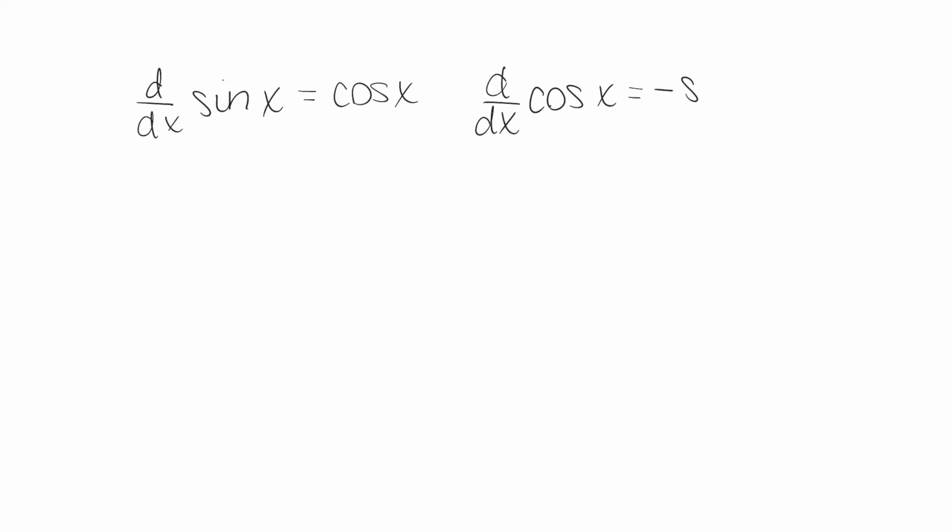Okay, so knowing that, what are we going to do with that? So let's keep this in our head: the derivative of sine x is cosine x, and the derivative of cosine x is negative sine x. So commit this to memory. We need to know these. All right, so what does that look like?